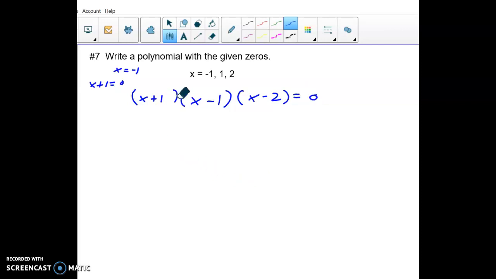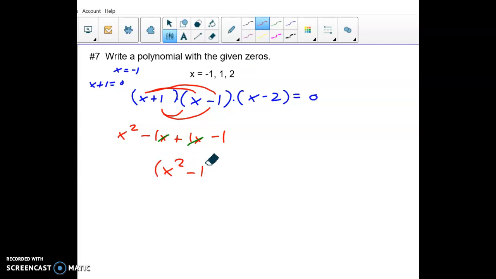Okay, and so that's factored form for our polynomial, and then to get standard form, you just got to multiply all these together, right? So if we do them one pair at a time, I can multiply these first two, and I'm just going to FOIL: -1x, +1x, -1, and then, ooh, this is exciting. These will cancel out. Ooh, that's handy. All right, so now we're left with just x squared minus 1.